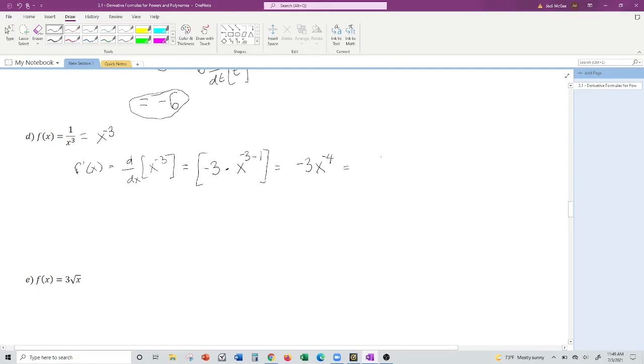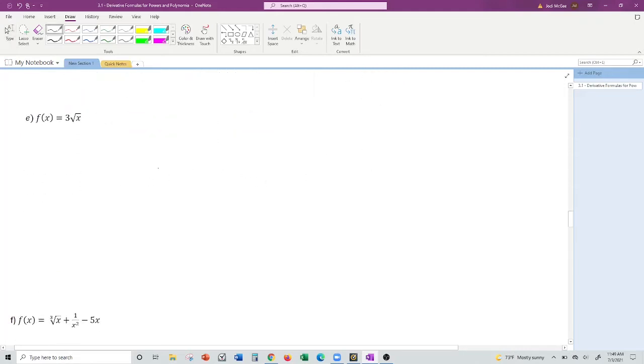We can rewrite this one more time and make this negative 3 over x to the 4th. All right, if we move the x to the negative 4 down, we negate the exponent, and so it ends up being positive on the denominator.